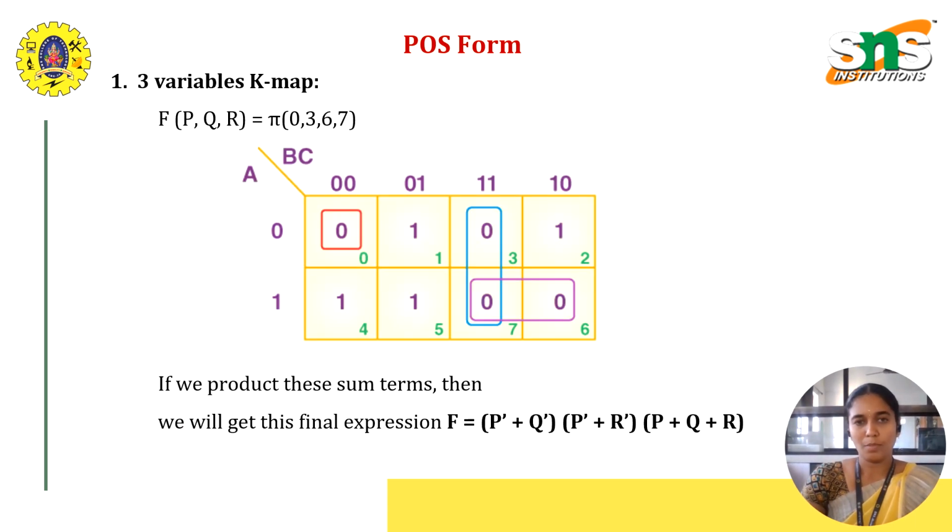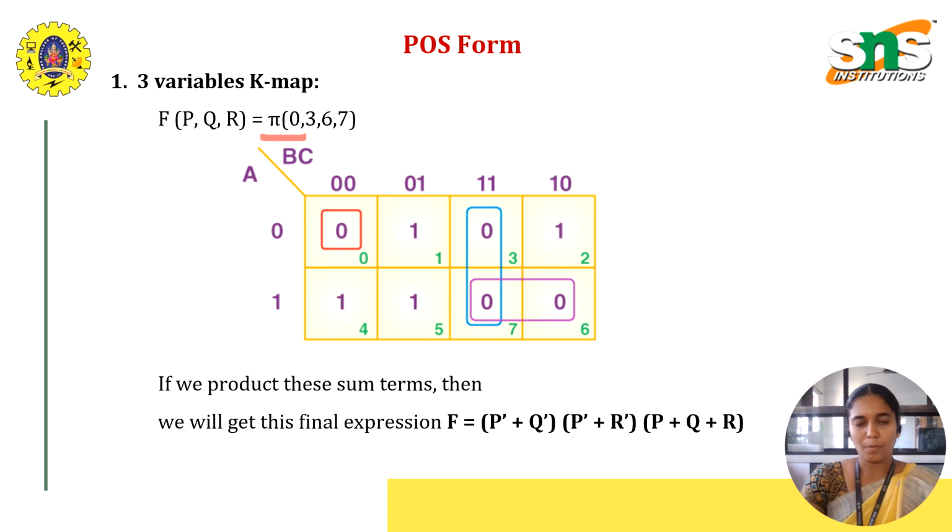For this POS form, we have to use the max term. In the problem itself, we are using the pi value. Previously we used the summation, and here we are using the pi value. This represents the max term, that is the product of sum. So this is for the 3 variable K-map. The problem is PQR, the max terms are 0, 3, 6, 7.